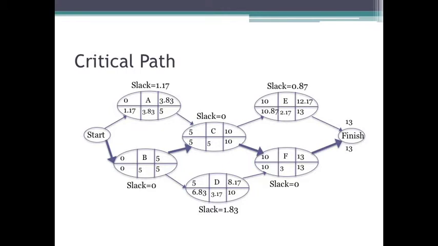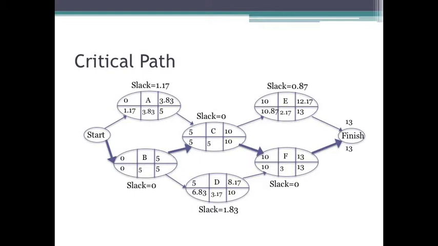Okay, and there is one typo here, but I'll get to that in a minute. So we do that. We calculate earliest start, earliest finish, calculate latest finish, latest start, calculate the slack, and the typo is the slack at task E there. That should be 0.83, not 0.87. And from here, we calculate the critical path.